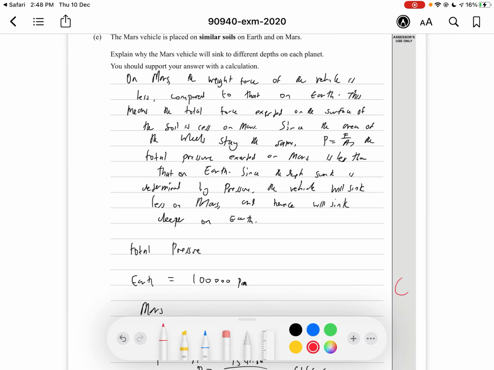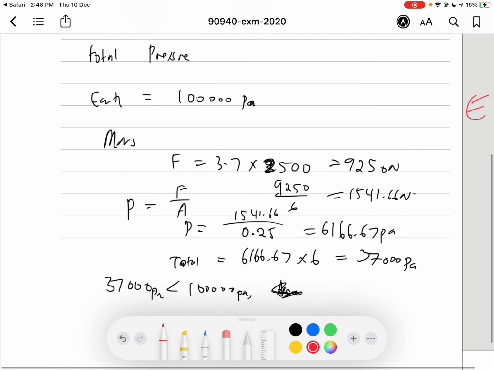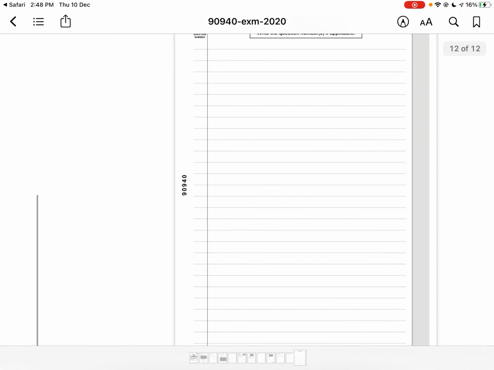Our explanation and our calculations will get us an excellence grade. To get a merit, you probably need to have the explanation. That should be enough for a merit. To get an achieved, if you can calculate the pressure on Mars, that should be an achieved.